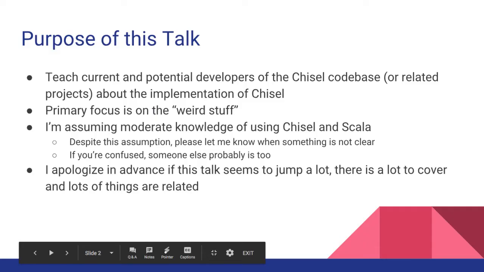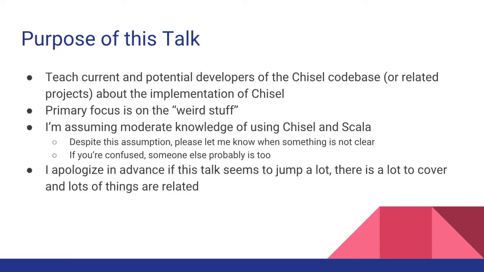Okay, so the purpose of this talk is to teach current and potential developers of Chisel or related projects about the implementation. So this talk is about the weird stuff, about kind of how the sausage is made, like what's going on under the hood in Chisel. I'm assuming moderate knowledge of using Chisel and Scala. So I will be generally assuming that you're familiar with these things. But if you're confused, let me know, because someone else might also be.